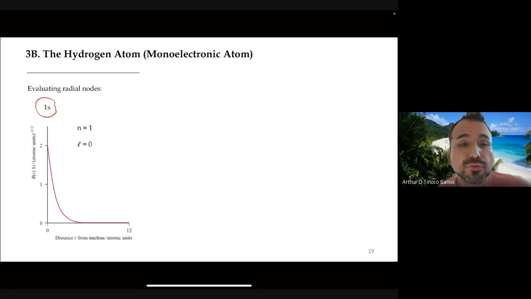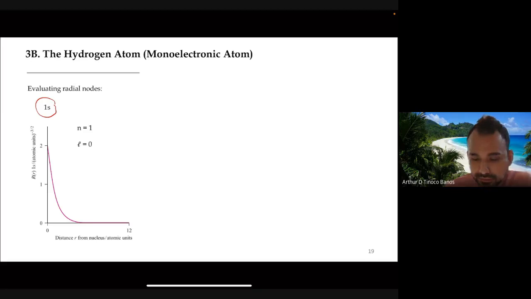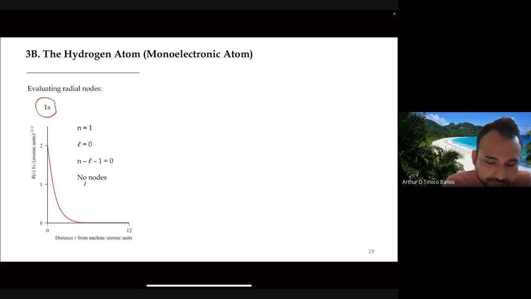All right. So then, how many radial nodes can we predict, or can we calculate? 0. Okay. So what did you do? Well, you apply this equation that I just showed you. n minus 1. Excuse me. n minus L minus 1. And when you apply those numbers there, you get a total of no radial nodes. Probably I should put radial in here.